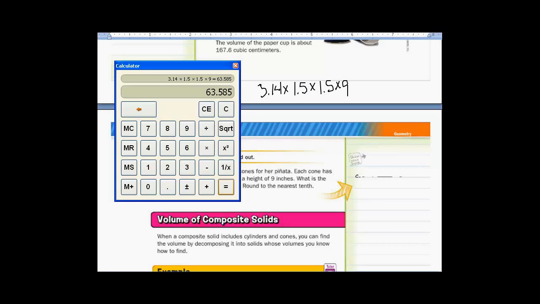That would be the volume of the entire cylinder if we so wish to use it. Right, but we don't want the cylinder. We want that crazy cone that's just in the middle that takes up 1/3 the area. So we're going to take 63.585 divided by 3. 21.195.